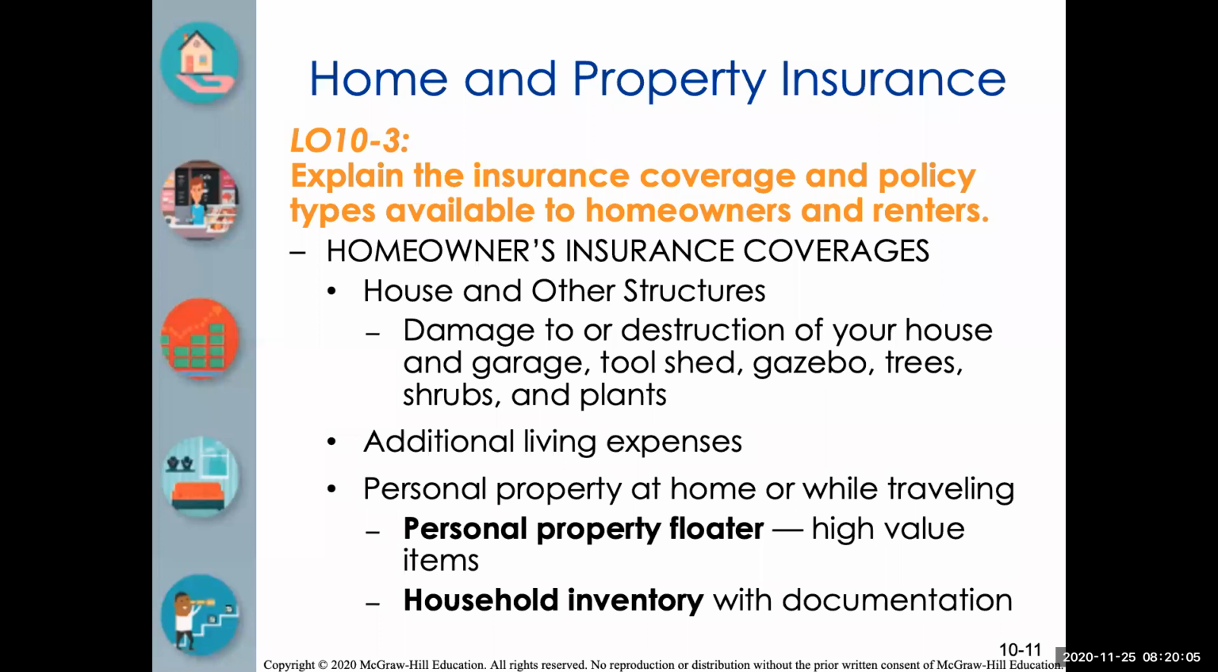So we have what's called a personal property floater, which deals more specifically with high value items that you physically have to itemize, like my triathlon bike is worth X, my camping gear is worth Y, I have one single piece of jewelry that's worth Z. High value items typically have to be itemized within the household inventory. So if you have items in your possession that are of significant value, it's important to go through and itemize and put those items into a household inventory.